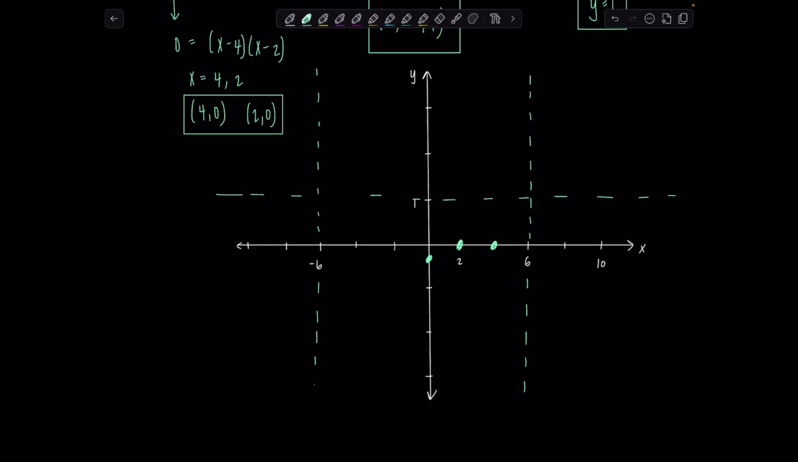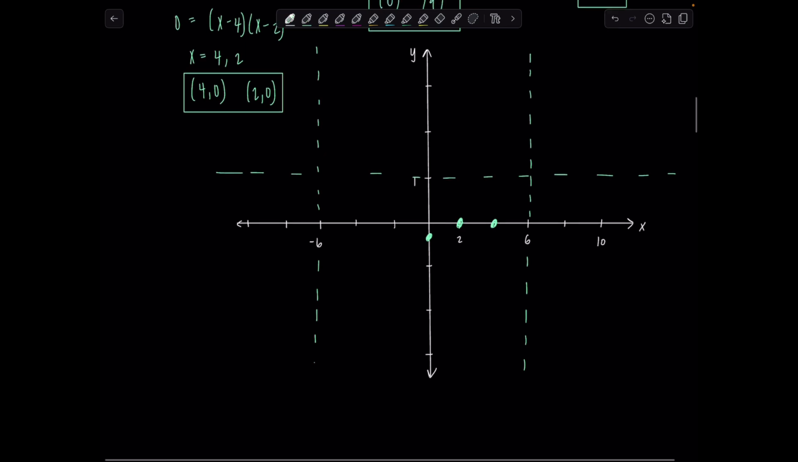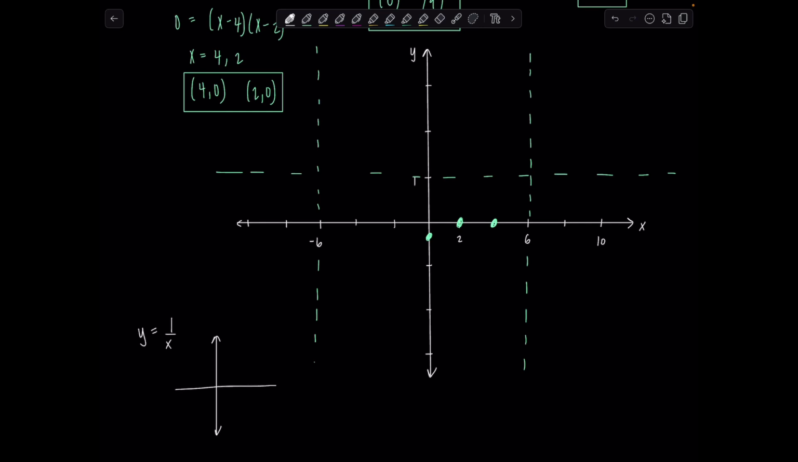Okay, now I told you there's 3 pieces to the graph, right? And you do need to remember what y equals 1 over x looks like. Y equals 1 over x is kind of like your foundation, your parent function for rational functions. And 1 over x has 1 piece here and 1 piece here. So the outermost pieces of our graph, because we have 1, 2, 3 pieces, because here's a vertical asymptote, here's a vertical asymptote.